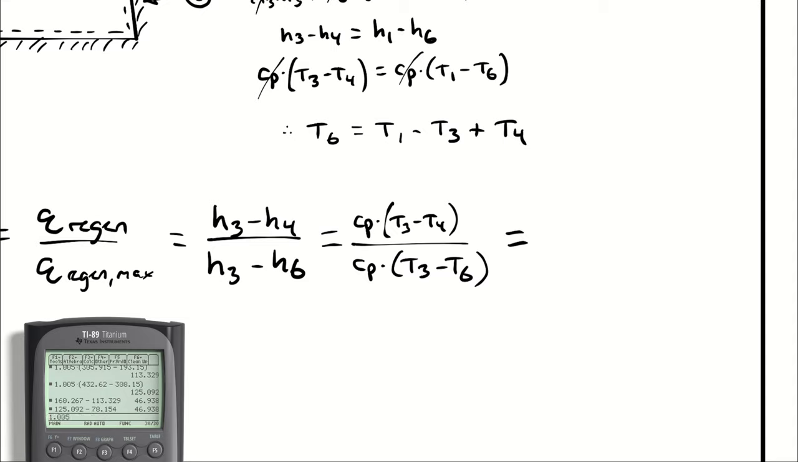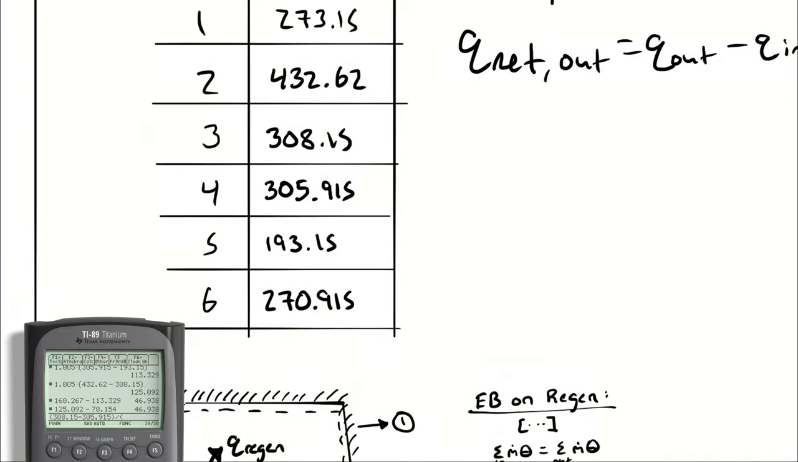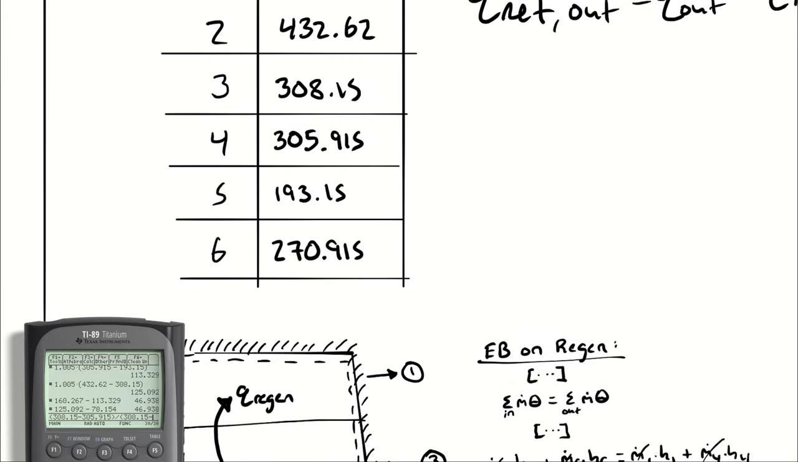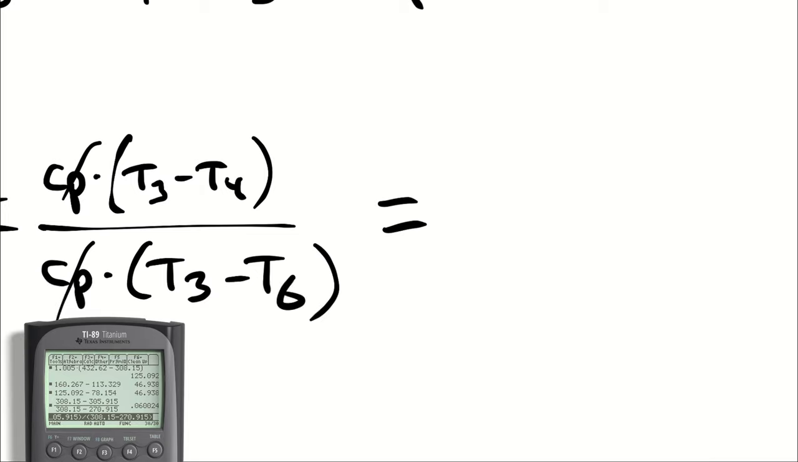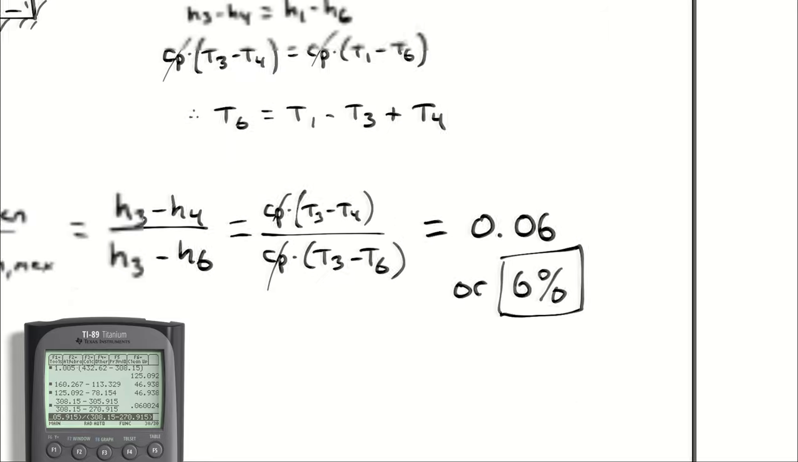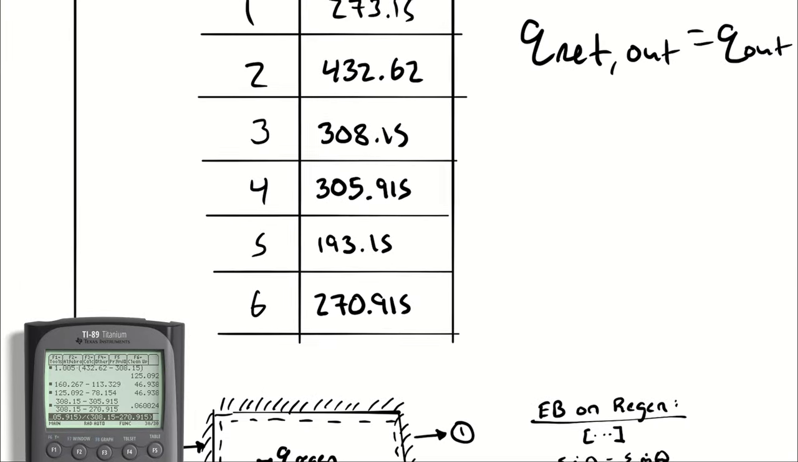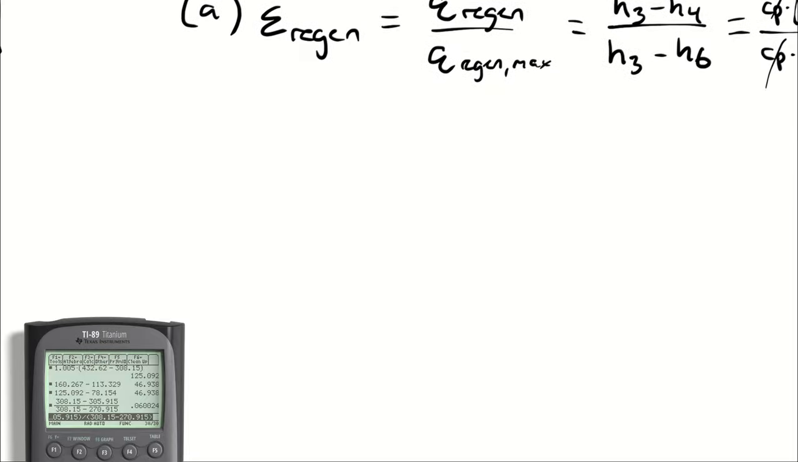So 1.005, actually, since they're the same Cp, we can just cancel the terms. T3 minus T4, so 308.15 minus 305.915, divided by T3 minus T6, 308.15 minus 270.915, and we get an even worse effectiveness. Well done, regenerator. 0.06, or 6%. Let's double check. I grabbed 4 and 6, which are 305.915 and 270.915. Yep, it really is just that much worse.